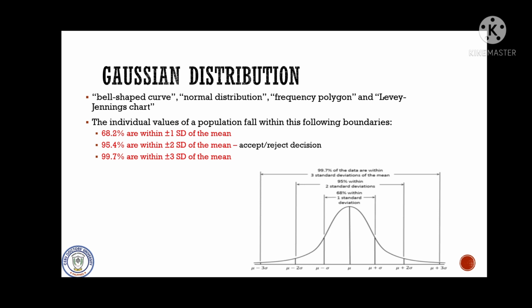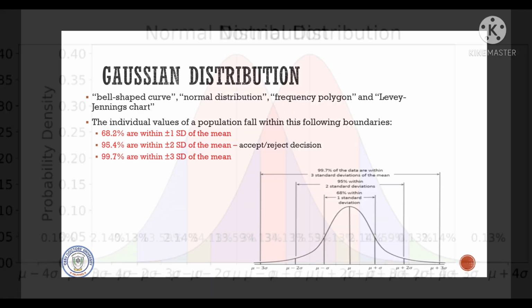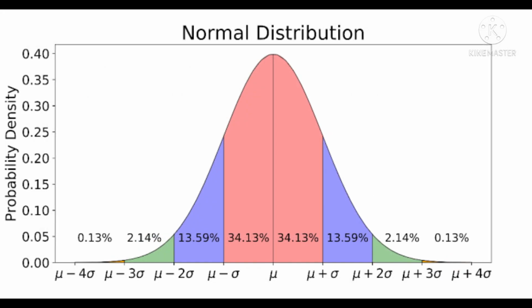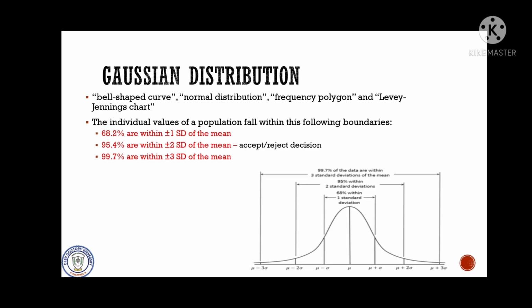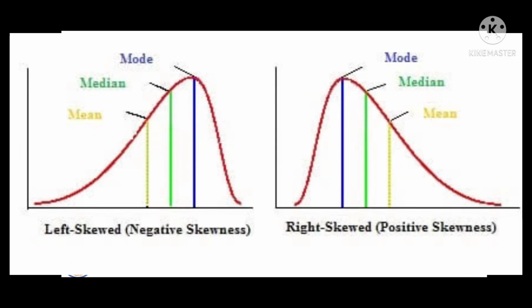Another term that we need to define is Gaussian distribution. It includes a bell-shaped curve or normal distribution, sometimes called frequency polygon, and Levey-Jennings charts. So they are all associated with the Gaussian distribution. All of these terms describe the statistical phenomenon that the members of a population are usually evenly dispersed around the population mean. But take note, class, that there are exceptions, such as when extreme values are included in the calculations, causing the curve to appear skewed.